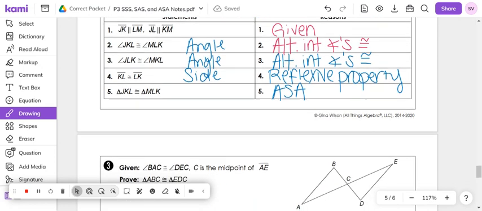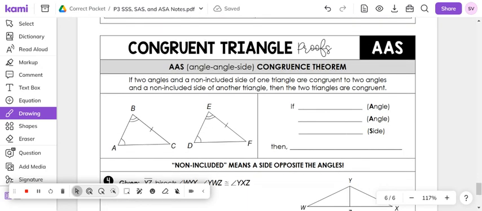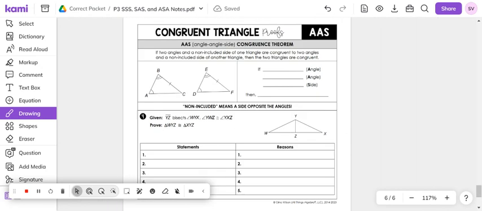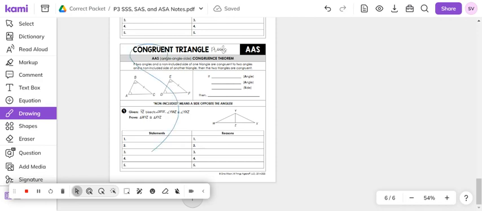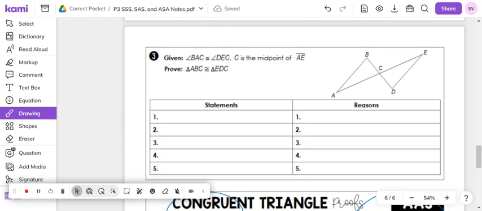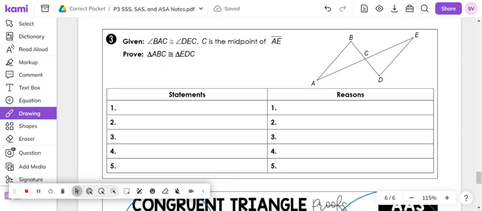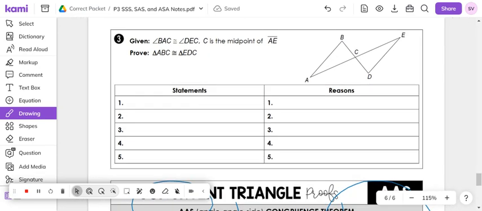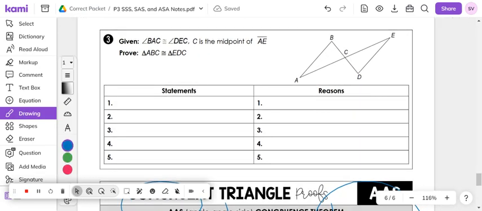Then we've got 3, and then this last piece actually we're skipping. So if you guys want to go ahead, you can just write skip on this. We're not going to work on this yet. Okay, we are going to take a look at just this third proof, and then that's it for the angle, side, angle notes. So let's take a look.